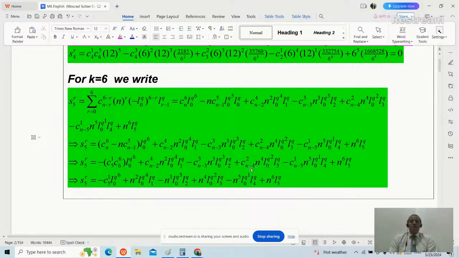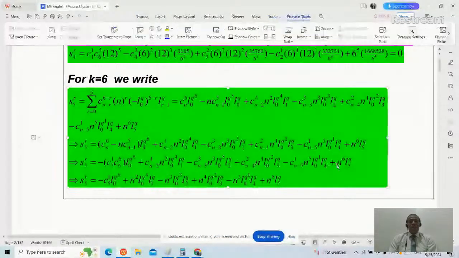2 choose 2 is 1. Then times n raised to the power 4, the square of 0 for the q times L3. Then this one also is 1. Okay, n raised to the power 5, 0 for the q raised to the power 1 times L4 plus the last term, when let's say r equals 6, it will be combination n minus 6, or 6 minus 6 is 0, so plus term written 1 times n raised to the power 6 times L5 over HQ.